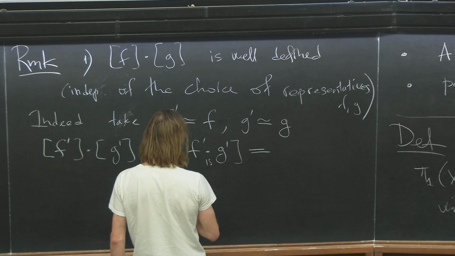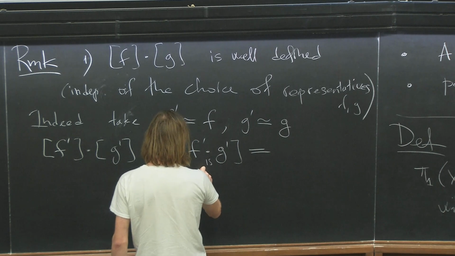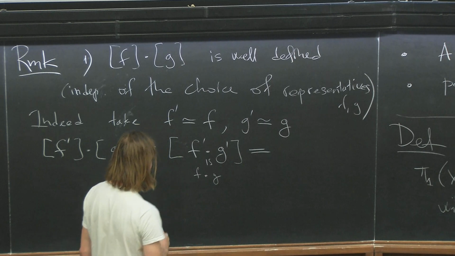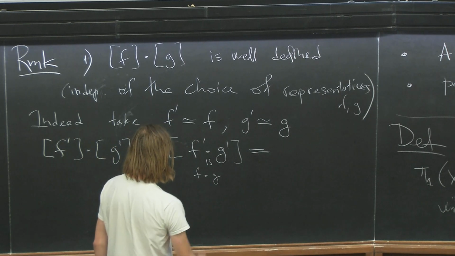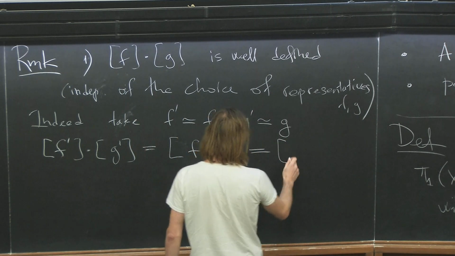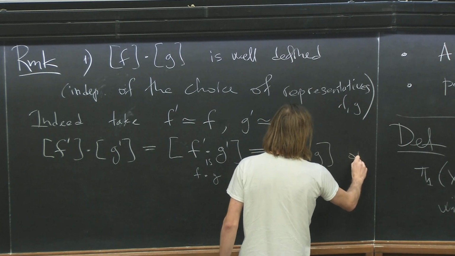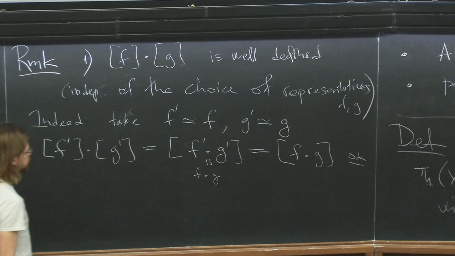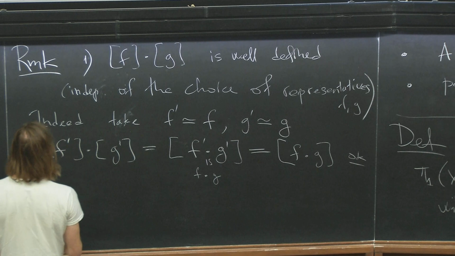The composition of homotopic paths is path homotopic. The composition of homotopic paths are path homotopic. So we know that this is from the proposition from the last lecture. We know that this is path homotopic. So the equivalence classes indeed should be the same. This works. So the result is the same. So this is well defined.